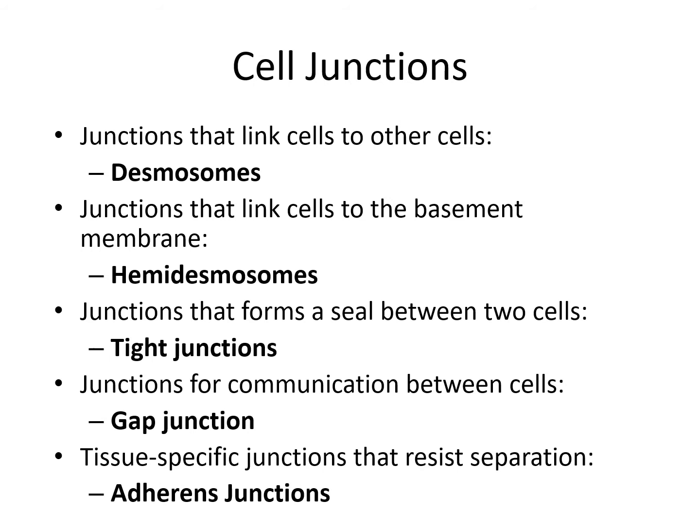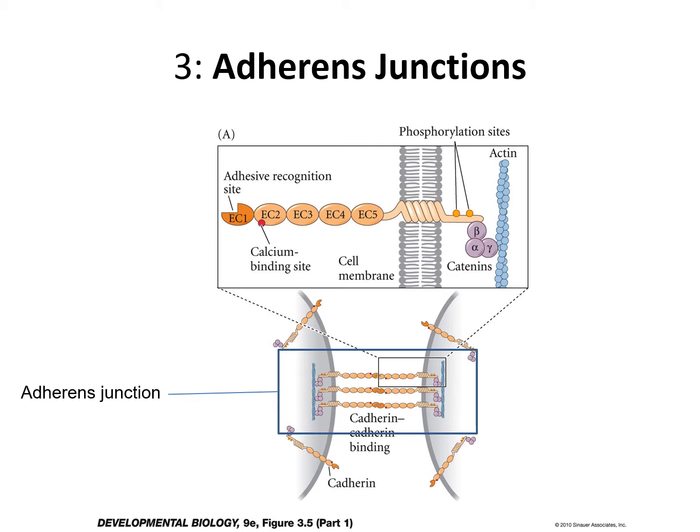We have tight junctions that form a seal between two cells. We have gap junctions that allow for communication between cells, which we'll talk about in a moment. And then we have tissue-specific junctions that hold cells together and resist separation, but they're tissue-specific, and those are called adherens junctions. Here is an adherens junction.